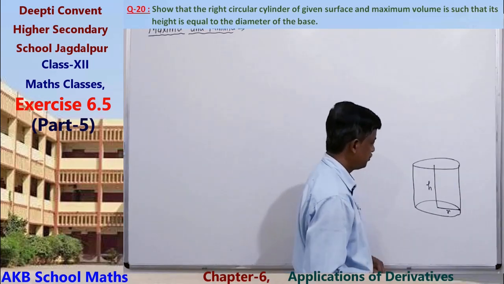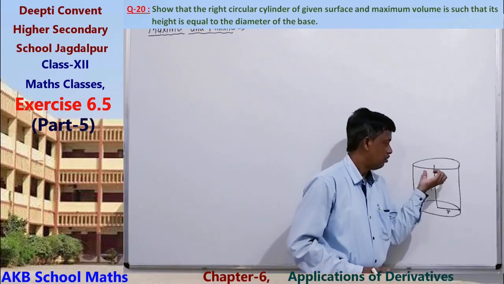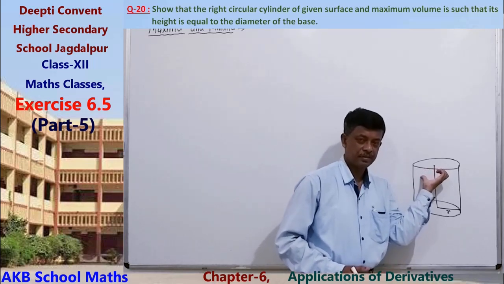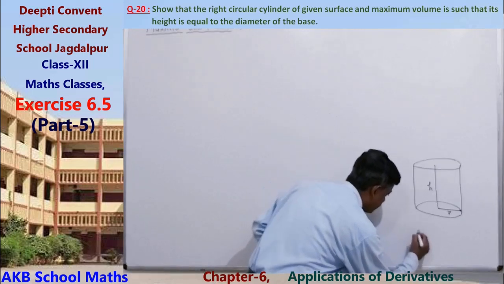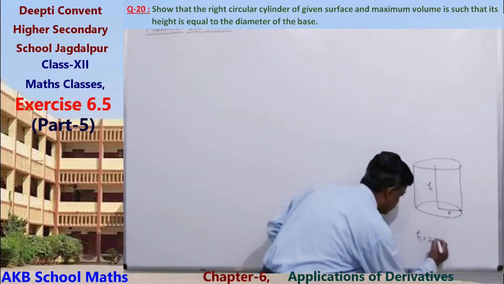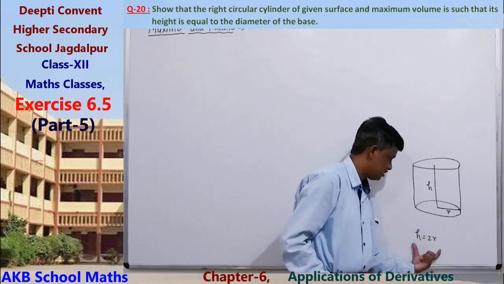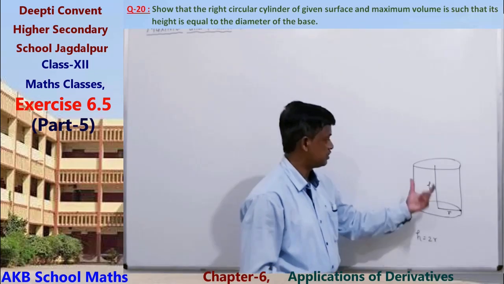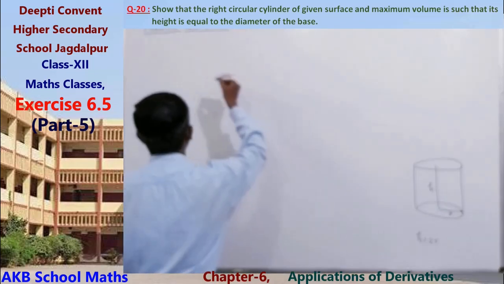So we have to prove that when its volume is maximum, then h equals 2r. This is our aim. That means for this the volume is maximum, and the surface is given. Okay, so let us solve.